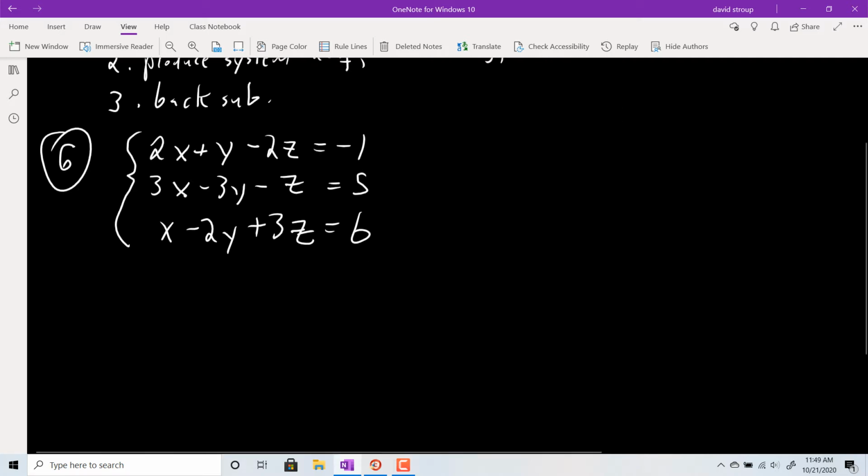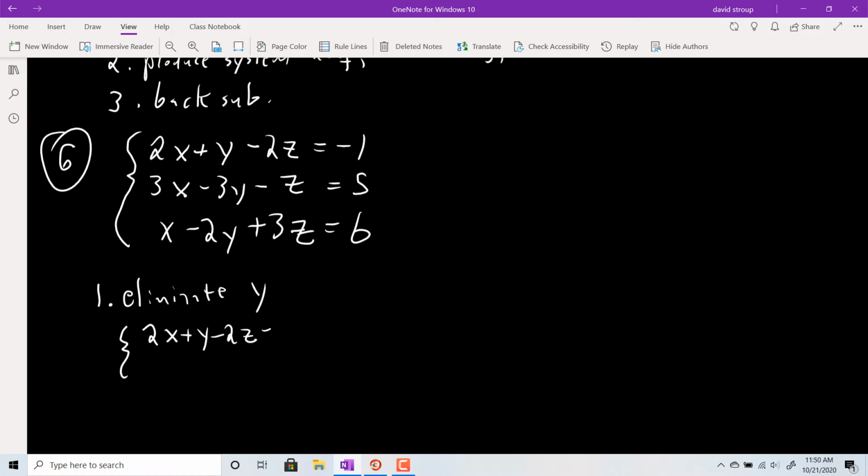Okay, so the first thing to do is to produce a system of two equations and two unknowns. What I say is to pick a variable to eliminate. So for instance, I'm going to eliminate y, and I'll end up with two equations in terms of x and z. That'll be a problem like the 7.1 section that we already did. So how do I eliminate y and get two equations in terms of x and z? Pick two equations: 2x plus y minus 2z equals -1, and the second one, 3x minus 3y minus z equals 5.